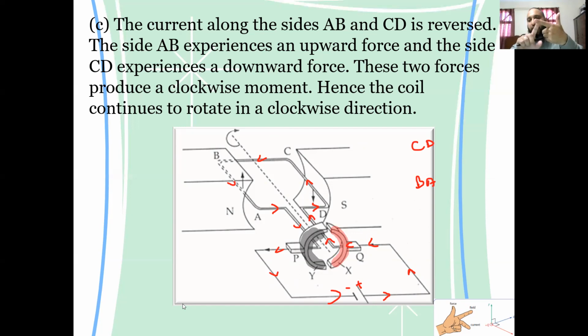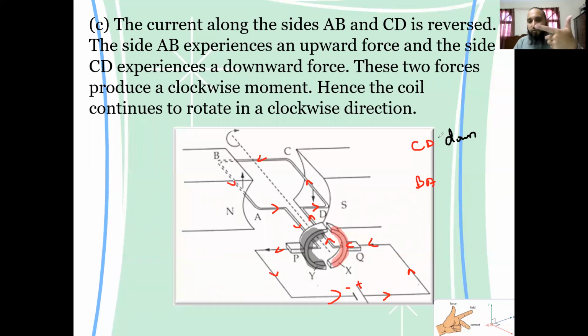According to Fleming's left hand rule, my index finger always points towards the south. So my index finger is pointing to the right hand side, which is the south. My second finger points in the direction of the current. For C and D, the current is going into the screen. So the second finger for C and D is pointing into the screen, and my thumb is pointing downward. So as a result, what will happen? This will experience a force downward. So there will be a downward force on C and D.